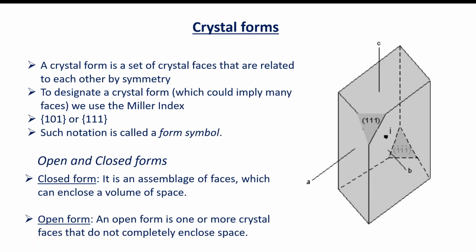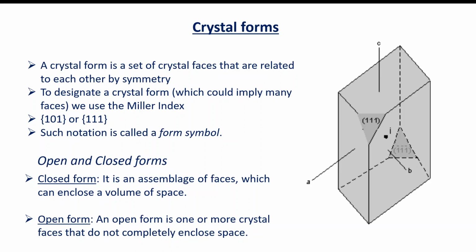Talking now about crystal forms, because these are also directly related to the crystal systems. A crystal form is a set of crystal faces that are related to each other by symmetry. Always remember that if you are looking at a crystal, it has to have some kind of symmetry, be it that only one symmetry element is present in it, or all 4 symmetry elements are present in it.